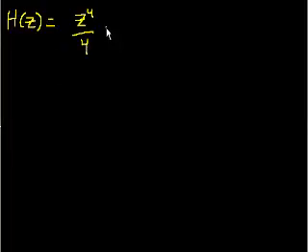h of z is equal to z to the 4th over 4 minus, and I hope I'm reading this right, 4z to the 3rd over 6. So let's see if we can figure out when this function is increasing and when it is decreasing. So what's the derivative of this?